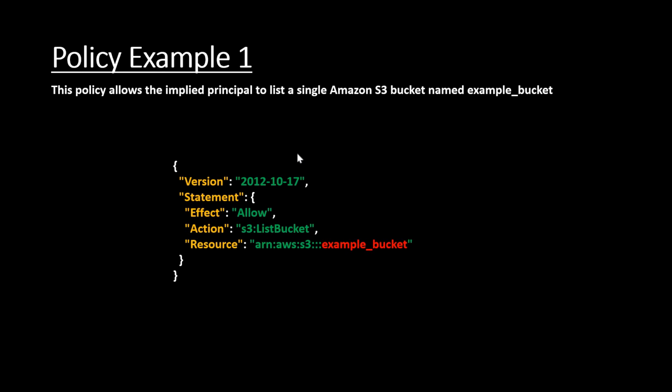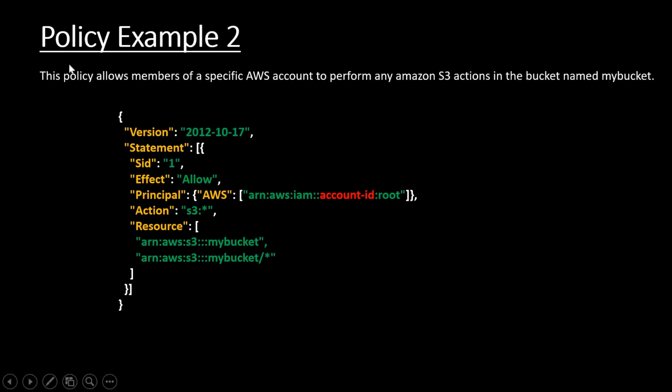So this was one example. Let us see one more example. This is example 2. This policy allows members of a specific AWS account to perform any Amazon S3 action in the bucket named my bucket. So we have an S3 bucket named my bucket, and with this policy, any member of the AWS account that we will specify here would be able to perform any action on this S3 bucket.